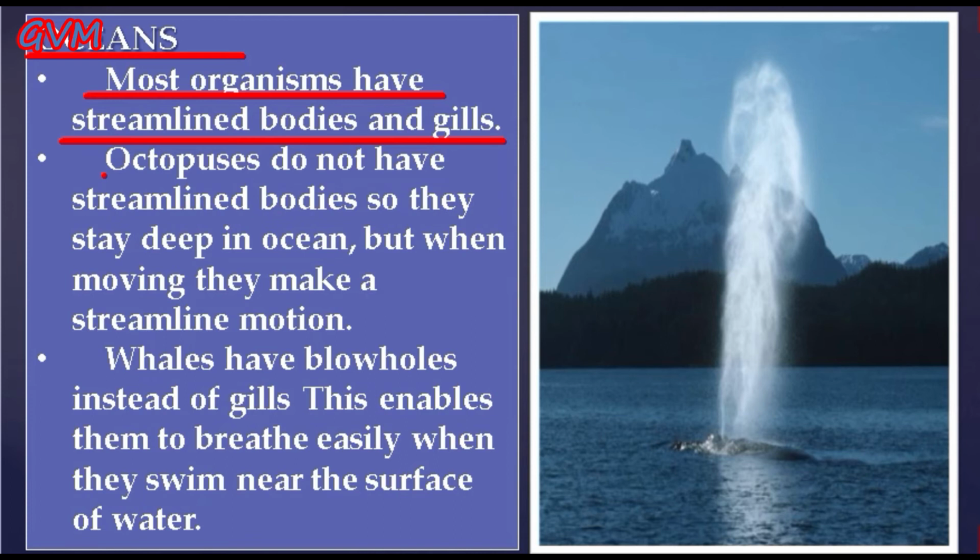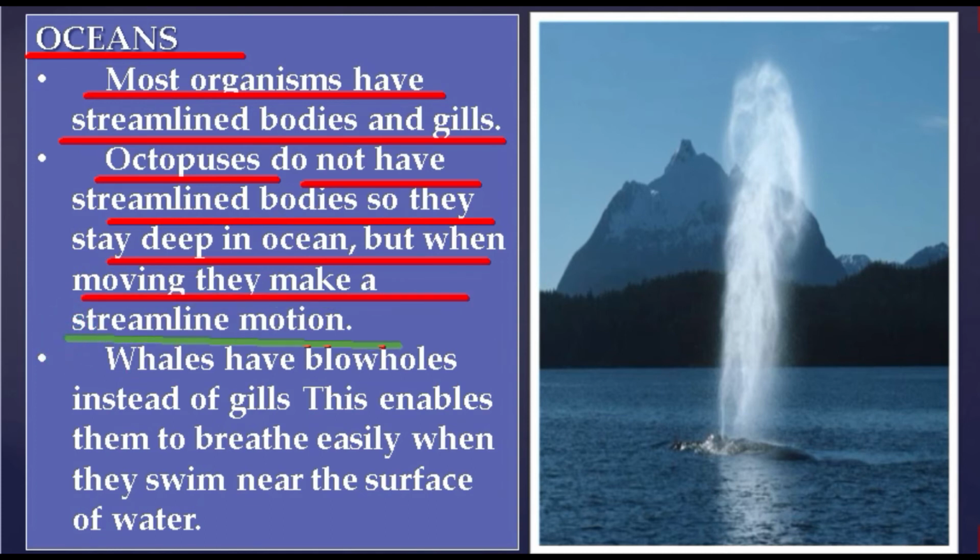Students, as I said, most organisms that are found in oceans have streamlined bodies, because these streamlined bodies help them to swim in water. But there is an exception, like octopuses that do not have streamlined bodies. So students, that's why the octopus stays deep in the ocean. But students, when an octopus is moving, it makes a streamlined motion in order to swim in water.